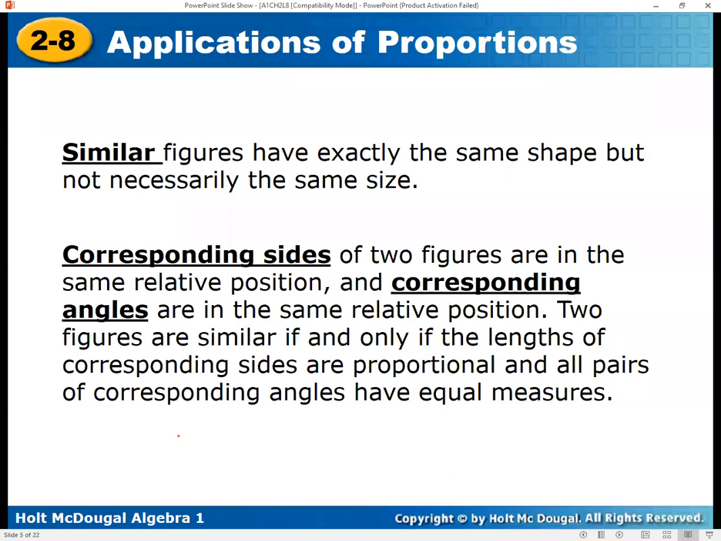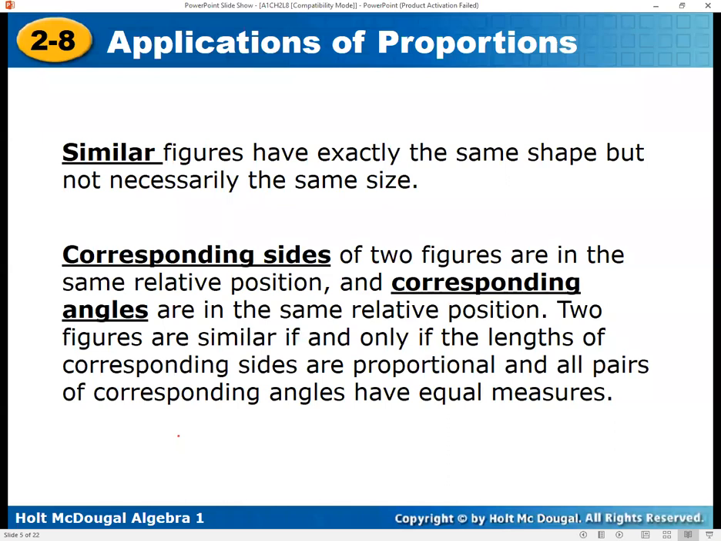But we studied before something with the same shape and the same size. Do you remember? It was what? Congruent, yes. Congruent means same shape and same size. But similar figures means same shape but with different size, or not necessarily the same size.